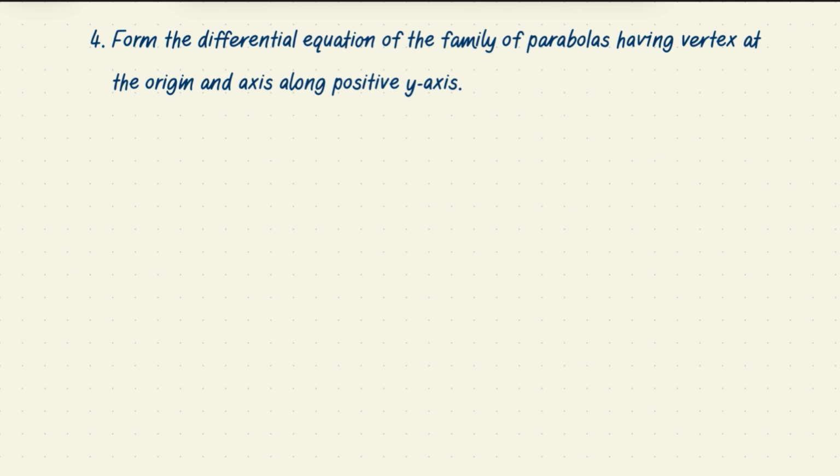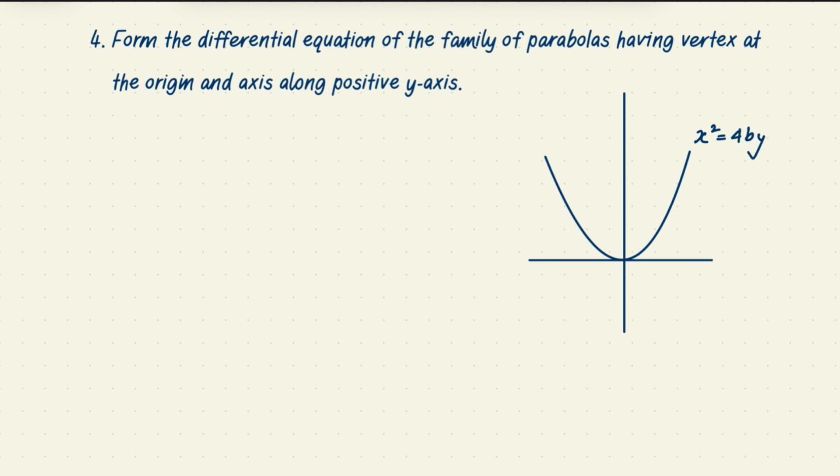Question 4. Form the differential equation of the family of parabolas having vertex at the origin and axis along the positive y-axis. So let this be our coordinate axis, and let this be the graph for this parabola. Since the axis is the positive y-axis, our parabola looks like this. And the equation of this particular parabola is written as x^2 = 4by, where this point is the coordinate of the focus, that is (0, b), and b is the focal length.